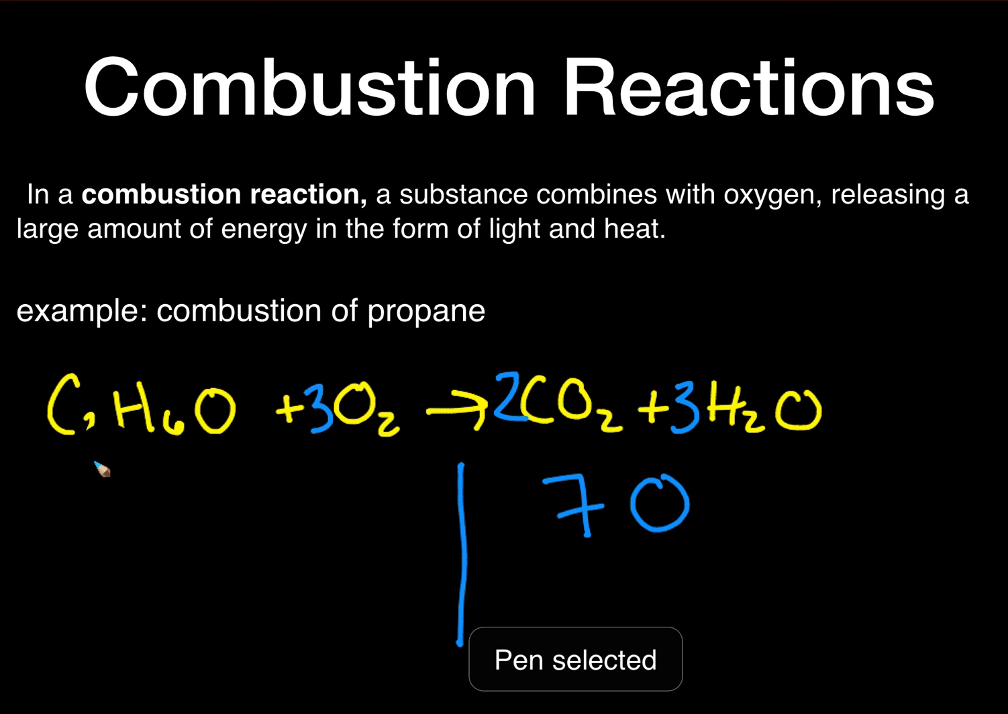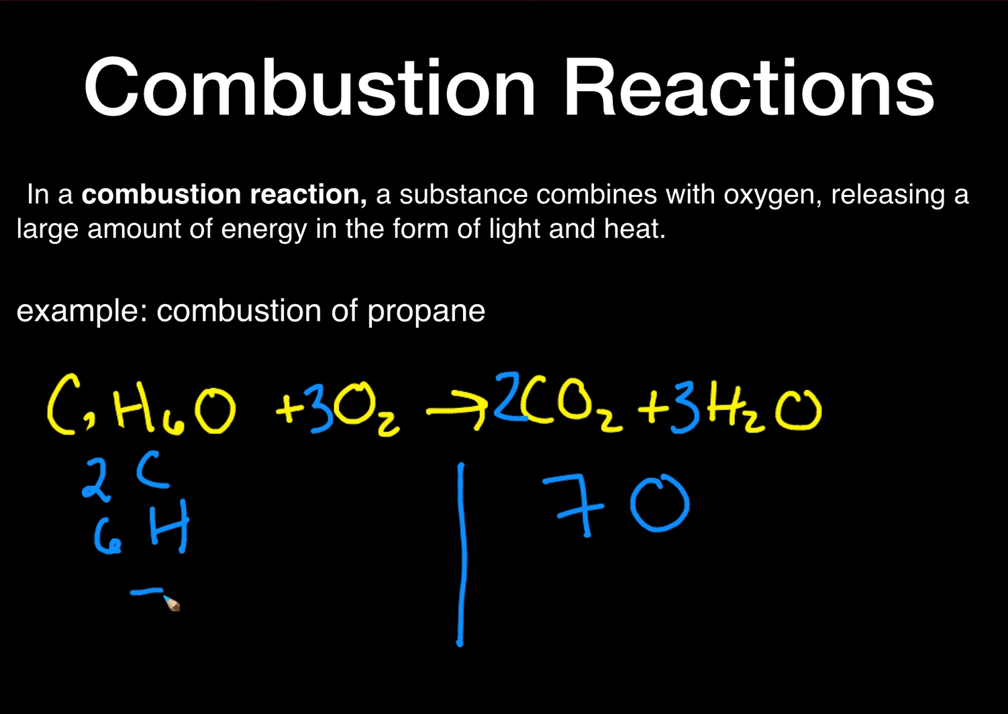Now if we look at everything, to make sure everything's balanced, we'd have 2 carbons, 6 hydrogens, 7 oxygens, and on the product side, 2 carbons, 6 hydrogens, and 7 oxygens. So our equation is balanced, and the coefficients will be 1, 3, 2, 3. And that concludes our video on combustion reactions.